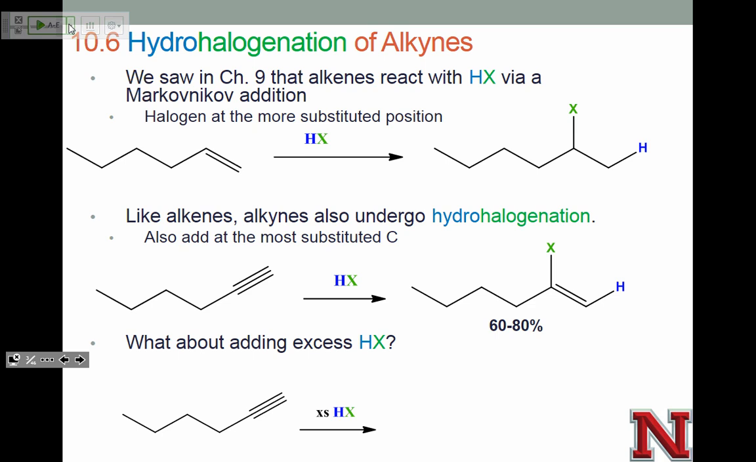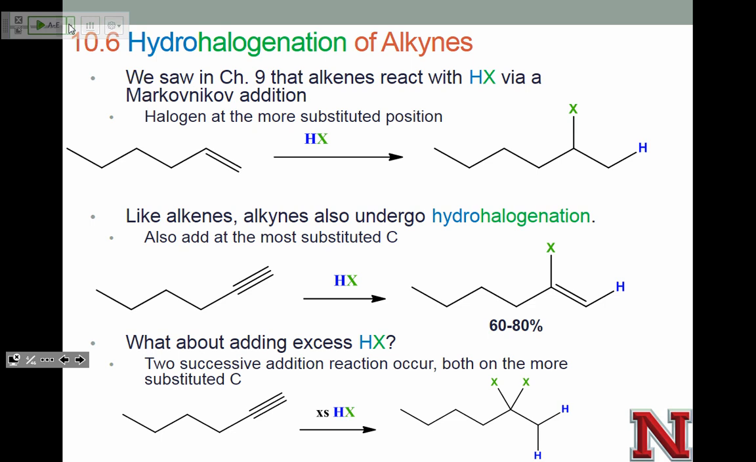Which carbon are the two halogens going to add on? The more substituted. Both halogens are going to add on the more substituted. Both hydrogens are going to add on the least substituted. So that means we're going to end up with a single bond. Notice we can reform a triple bond using this. So we have both halogens adding on the same carbon.